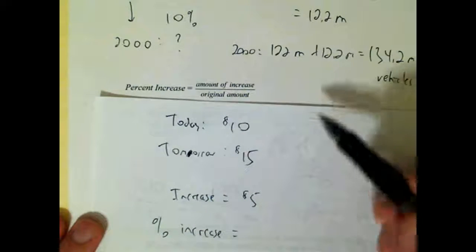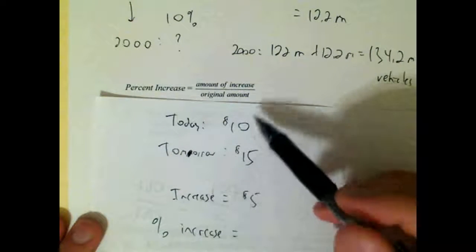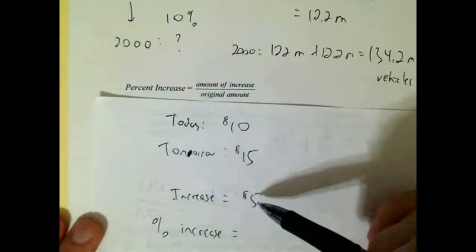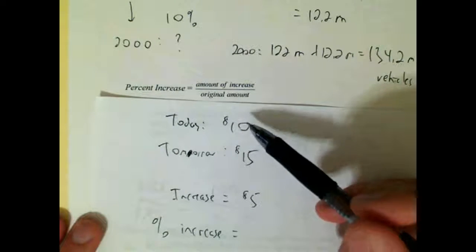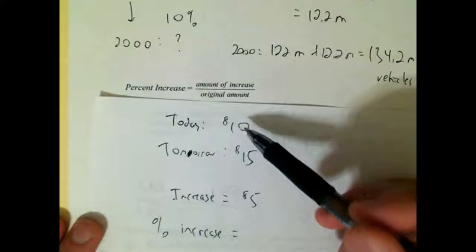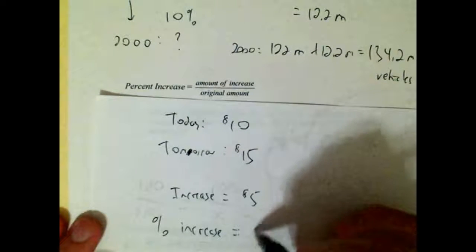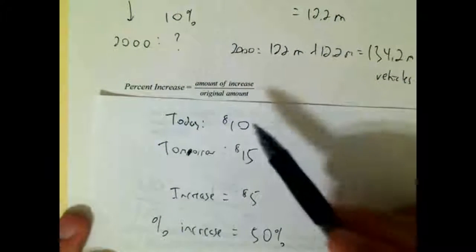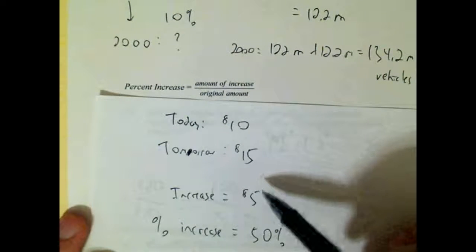So here's how it works. You had $10, it increased by $5. That means that you increased by half of what you had. Half of what you had as a percent is a 50% increase. So if you take 50% of $10, you get 5. That's how much you increased by.